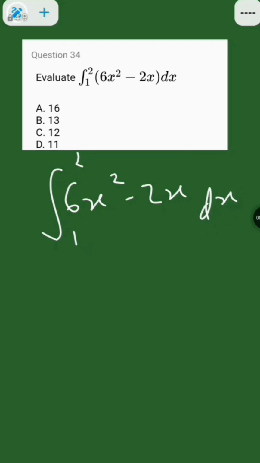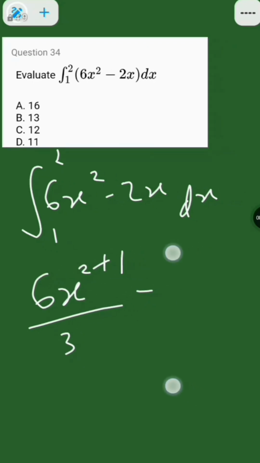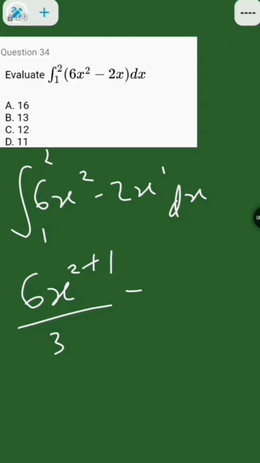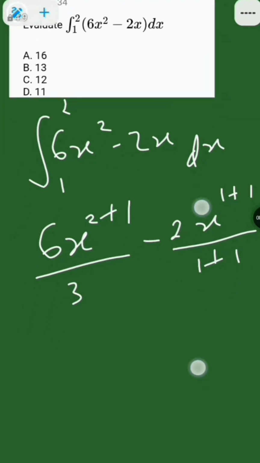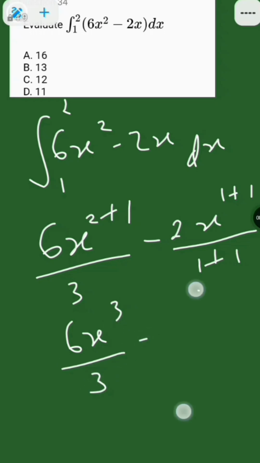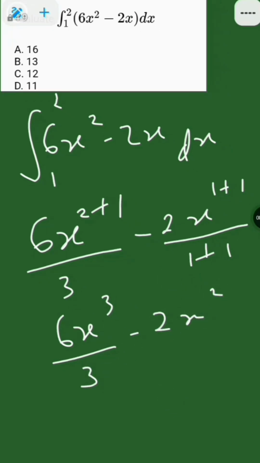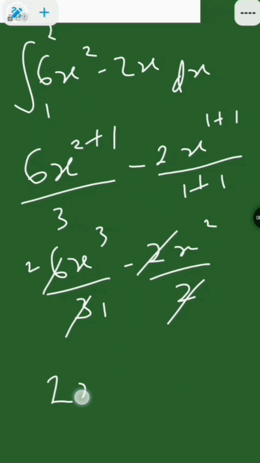So normal integration, when you integrate 6x squared, just increase the power by 1. So you have 2 plus 1 divided by that same thing, minus, you integrate your 2x. The power here is 1. So increase it by 1 and divide by that same thing. So 1 plus 1 divided by that same 1 plus 1. So this one will give you 6x to the power 3 divided by 3 minus, this one will give you 2x squared divided by 2. So 2 cancels 2. 3 here, 1, 3 here will give you 2. So you're going to get 2x to the power 3 minus x squared.